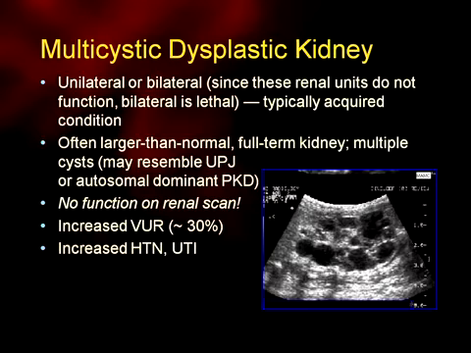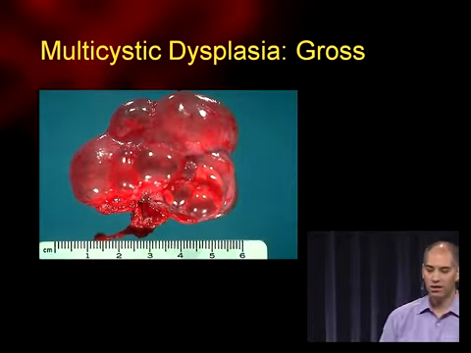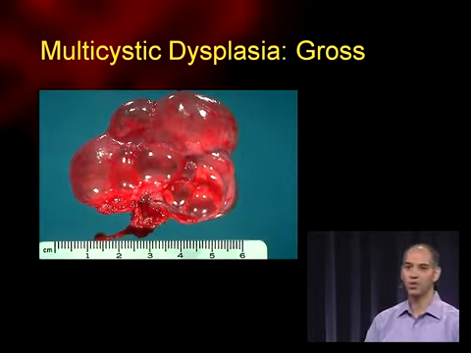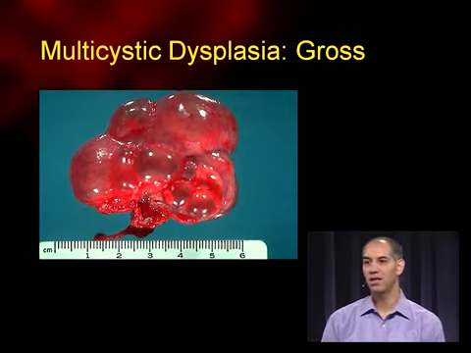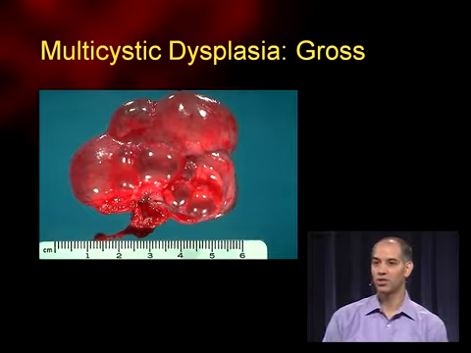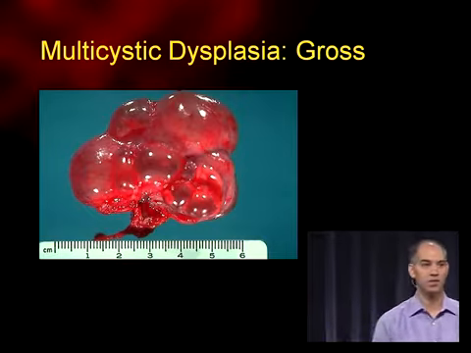You often get larger than normal kidneys. They look full term, and they have multiple cysts in them. And I show an ultrasound picture here, and then if you're looking at your syllabus, you actually see the gross picture here where they have these multiple cysts in their kidney. This is somewhat of a historic image because historically when we found a multicystic dysplastic kidney, we would do a renal ultrasound. We would see that it's multicystic. We would suspect multicystic dysplastic.